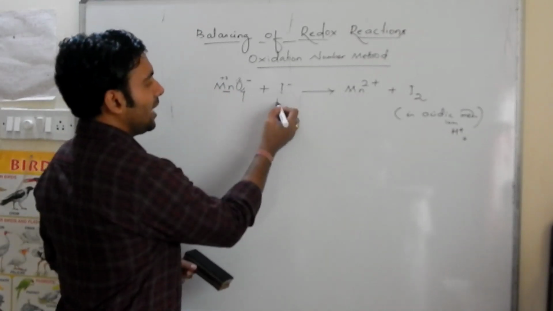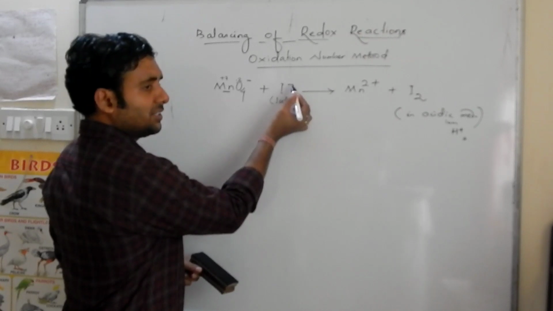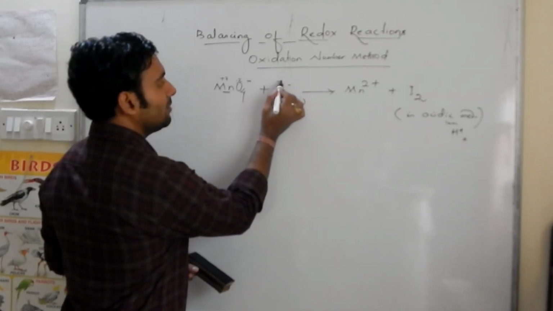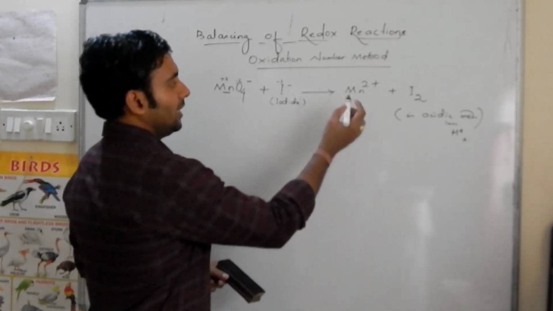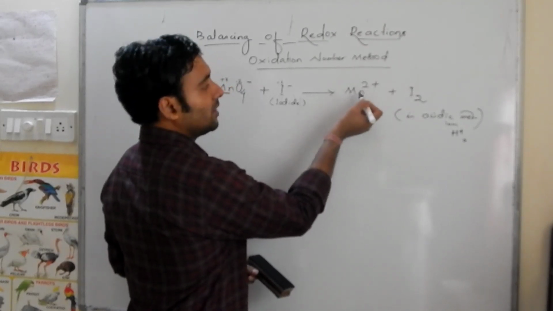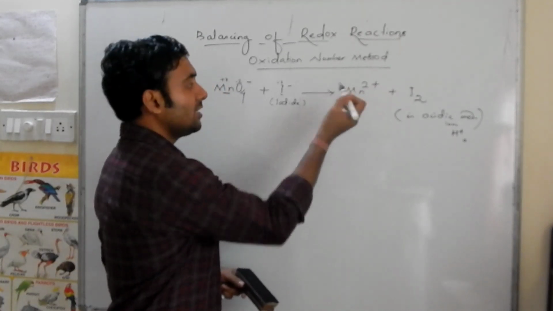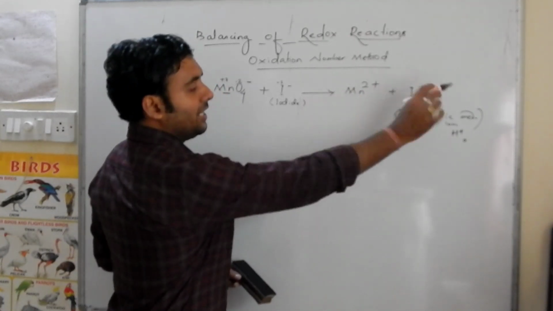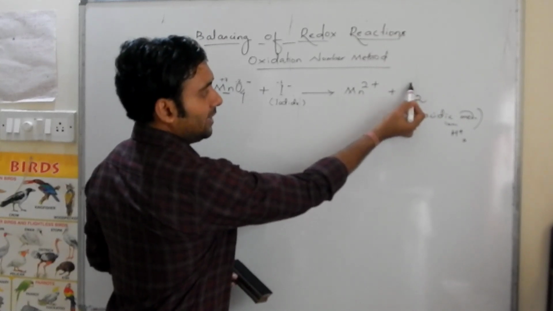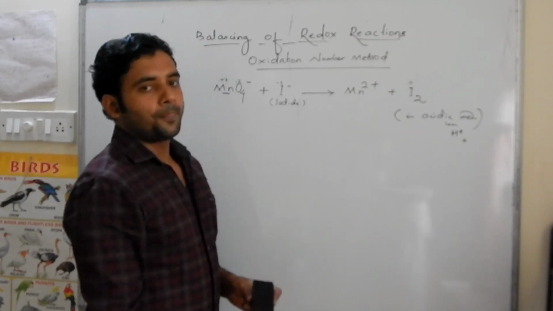Here is the iodide ion. For the iodide ion, whatever the charge is, that is the oxidation number. That means this is -1. It is manganese 2 plus, so the charge is itself the oxidation number. 2 plus is the charge and +2 is the oxidation number. I2, iodine, is in its reference state, so its oxidation number is 0.